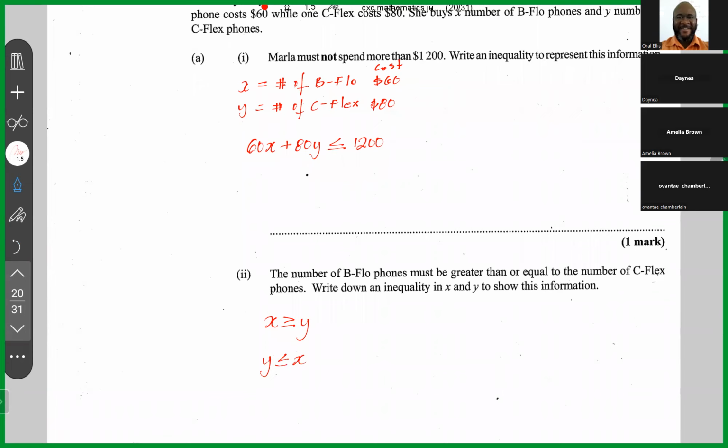All right, and the idea here is that 4 is greater than 3, but if I turn it around, it's going to say 3 is less than 4. So if you turn around an inequality, you must turn around the inequality sign. So x is greater than or equal to y is the same as saying y is less than or equal to x.